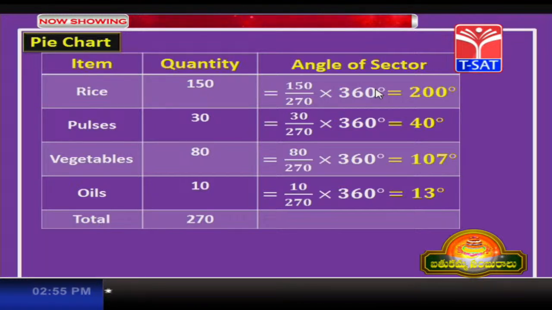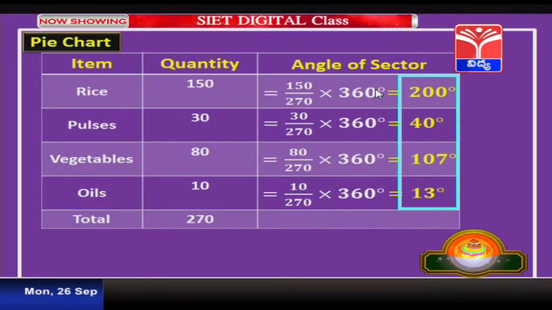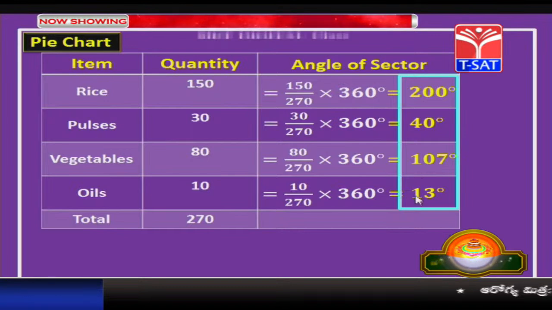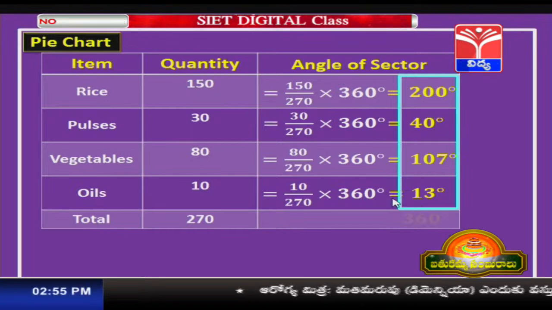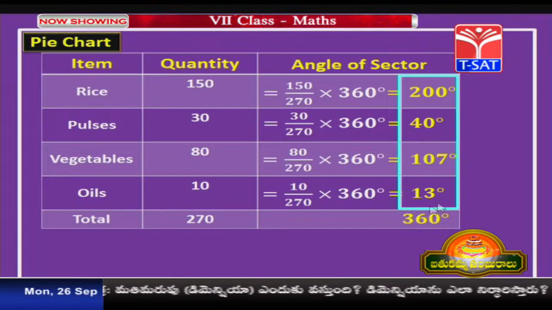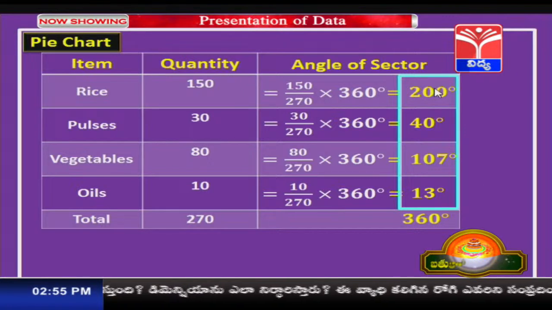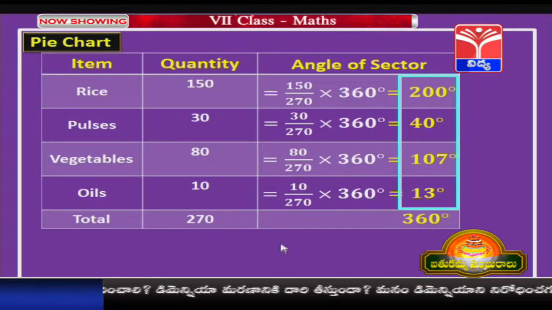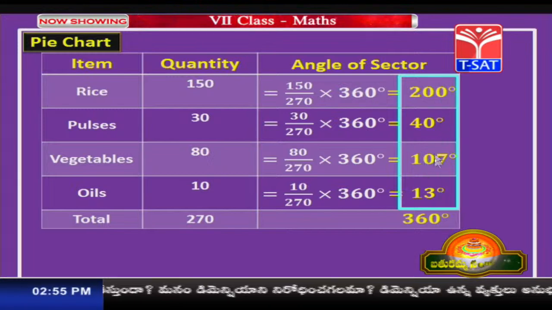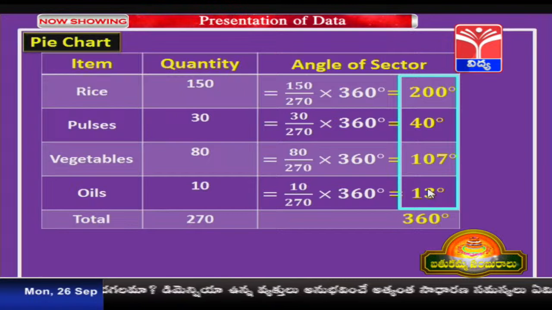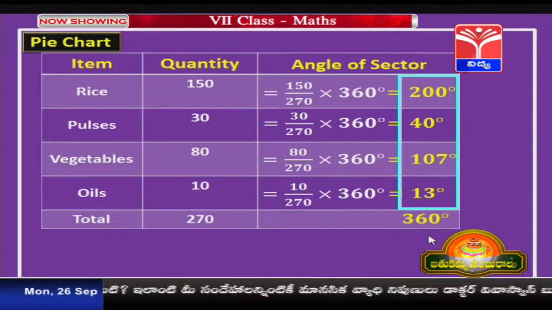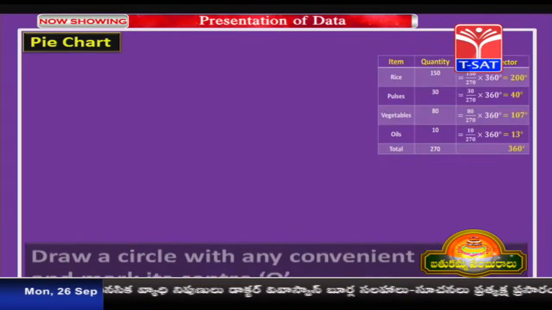Now, the most important thing is we need to find the sum of all these angles, children. Let us see how much you got. 200 plus 40 is 240, plus 107 is 347, plus 13 is 360. That means the sum of all these angles of the sectors should be 360. Suppose you do not get this value as 360, that means you have made some simplification mistake, so you need to recheck. Okay, children. Once you have calculated the angles, always find the sum of all these angles and see that it is 360 degrees. Now, let us start drawing the pie chart.